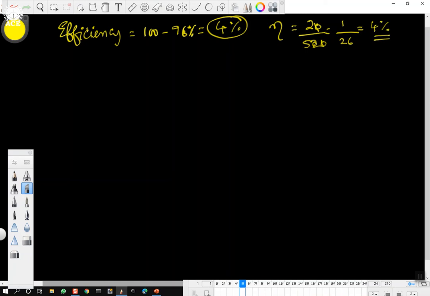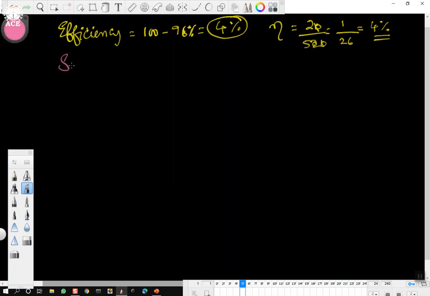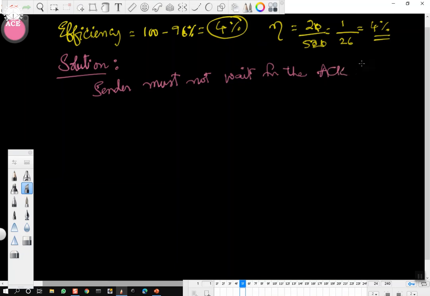So that's the drawback of this protocol. What is the solution for this now? The solution to this problem of 96% idleness is that the sender must not wait for the acknowledgement to arrive.